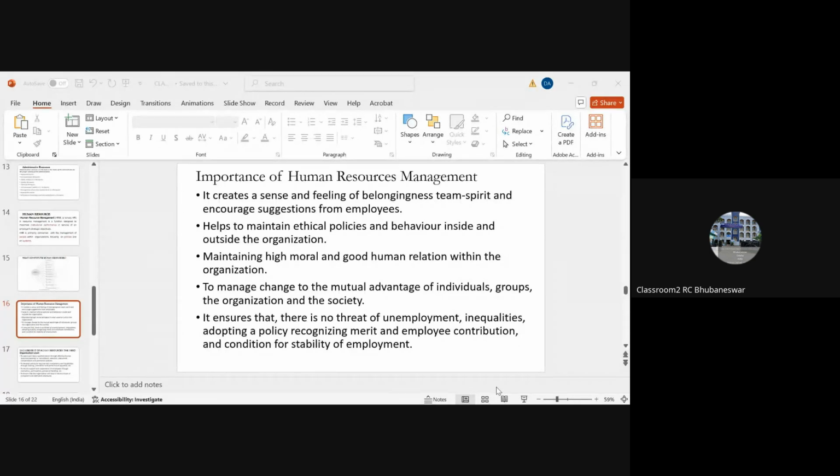Helps to maintain ethical policy and behavior inside and outside the organization. We cannot live without ethics, without values. So human resource management helps to improve our ethical behavior, the values of our life, values of the society, values of the profession, inside the institution, outside the organization. It also maintains high moral and good human relations within the organization.